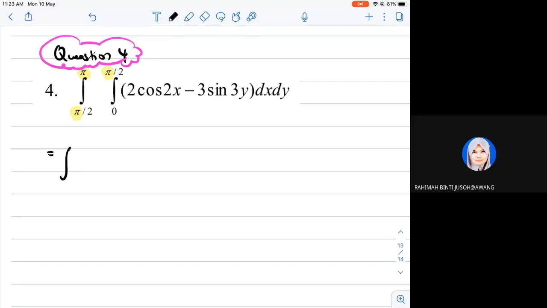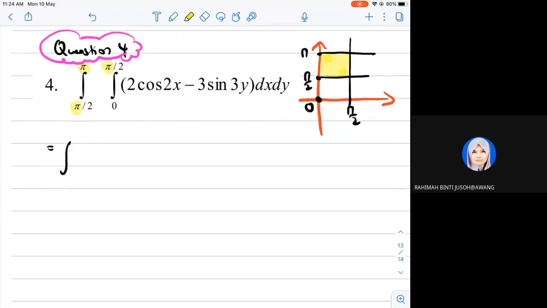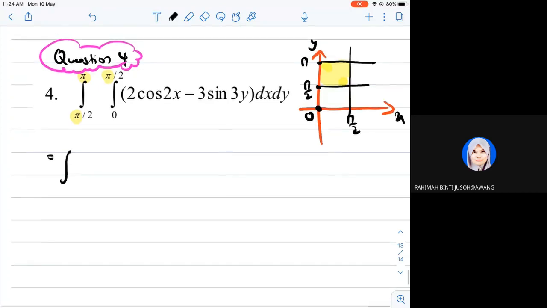Kalau you sketch the region, in fact you akan dapat rectangular region. Sebab limit x sekarang ni, x from 0 until pi over 2. So x daripada 0 sampai pi per 2. And then y from pi over 2 sampai pi. So the region should be located here. Ni region kita. Kan rectangular juga tu. Okay, x dengan y. So jangan confuse, pi tu bukan function. Pi tu adalah constant. Okay, so now kita proceed.